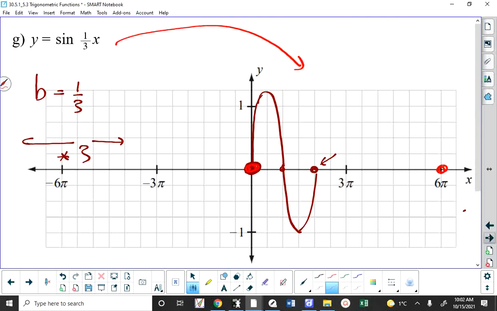I split this distance up into 4 pieces. There's half. And half of each of those halves gives me 4 equal slices horizontally. It's going to go up to the maximum, down to the middle, down to the minimum, up to the middle.